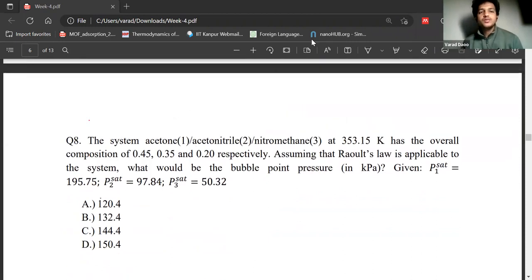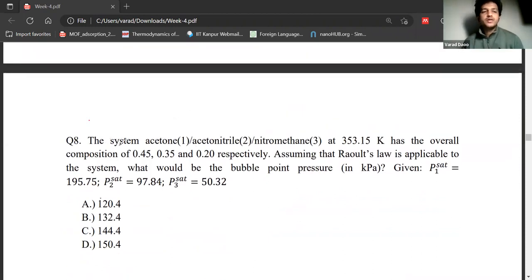Okay. What is the next question? So what we have is a system of acetone, acetonitrile, and nitromethane, so we have a ternary mixture here. The system at 353.15 Kelvin has the overall composition of 0.45 of acetone, 0.35 acetonitrile, and 0.20 of nitromethane. If you sum it all, it should be equal to 1.